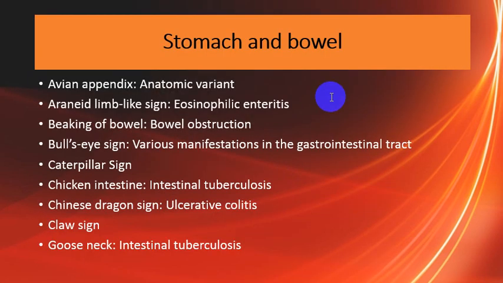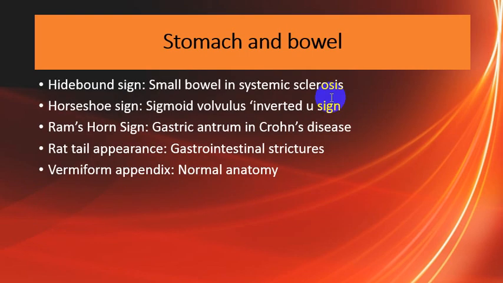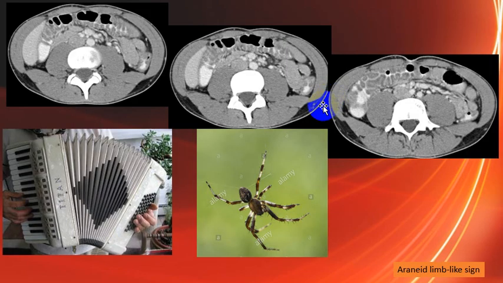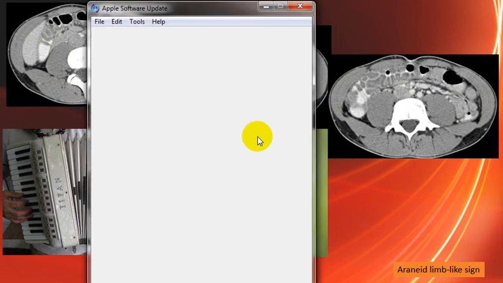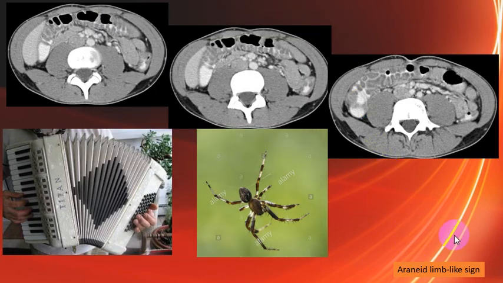The signs of the stomach and bowel. Here a patient with colitis, involving the ascending, transverse and descending colon, and we see the mucosal folds are thickened with contrast in between the mucosal folds, giving the appearance of the armed limb-like sign. Sometimes it is called the accordion sign.